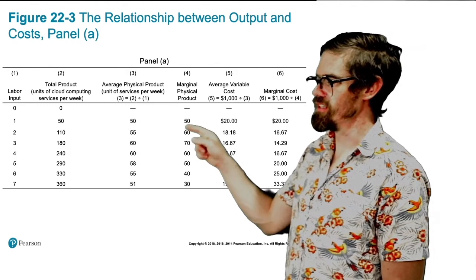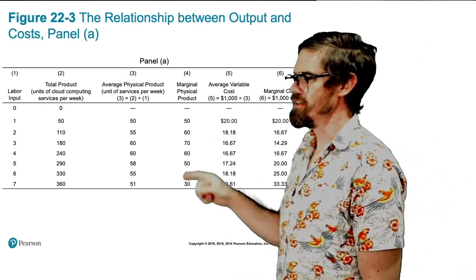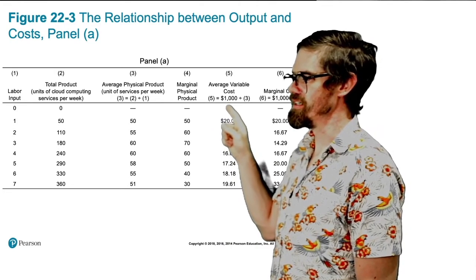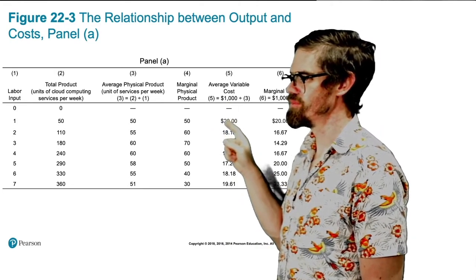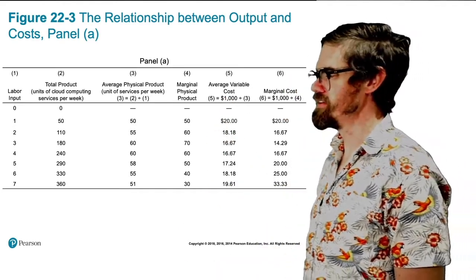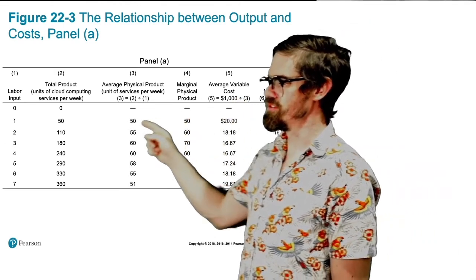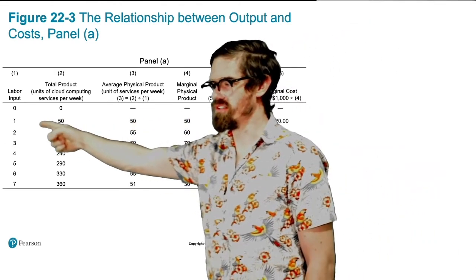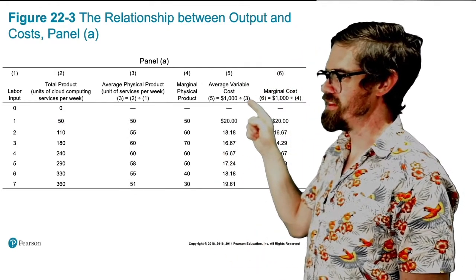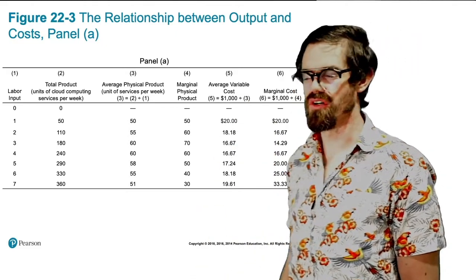Now, how does that translate into average variable cost? Well, our variable cost is simply $1,000 per worker. So average variable cost, we can calculate that as the variable cost, which is $1,000. Each of these workers costs $1,000 basically. And if we divide that by the average product, that gives us average variable cost.